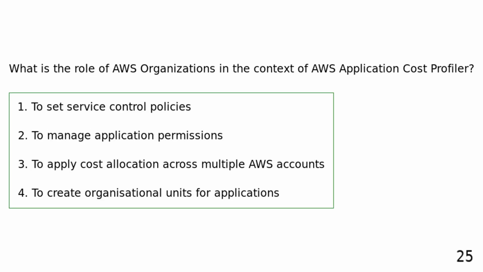What is the role of AWS Organizations in the context of AWS Application Cost Profiler? To set service control policies. To manage application permissions. To apply cost allocation across multiple AWS accounts. To create organizational units for applications.